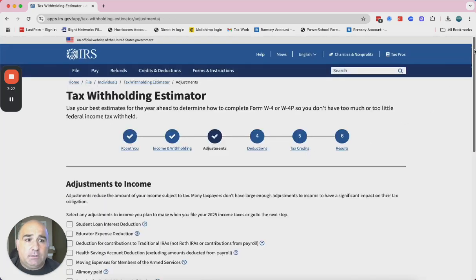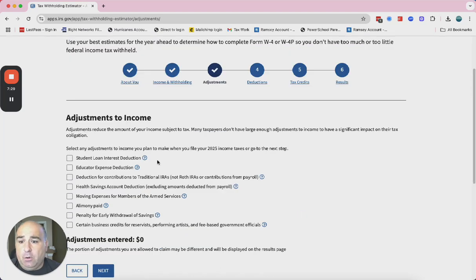And then adjustments. So here's some things. Student loan interest, people that have student loan interest, that's an adjustment to your tax return, so you want to include that. Generally, student loan interest, as you pay your loan off, it goes down, but it should give you a good estimate of what your prior year's tax return included. Educator expense deduction is no longer.